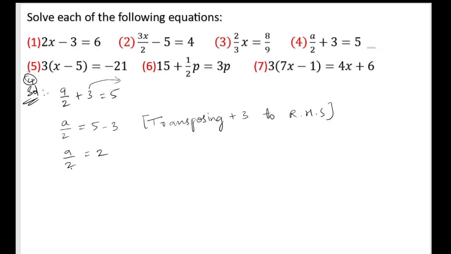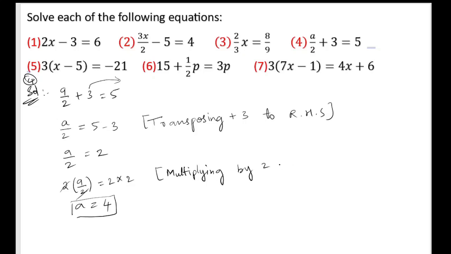Next, we need to remove this 2. This 2 is in division. So we need to multiply by 2 on both sides. So a by 2 is equals to 2 into 2. So 2, 2 cancel. A is equals to 2 2's are 4. So a is equals to 4. So what we have done here, we have multiplied by 2 on both sides.